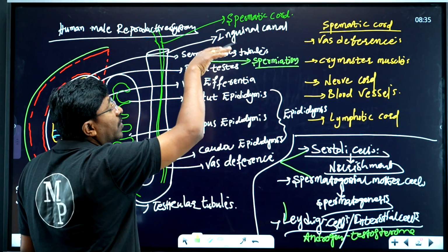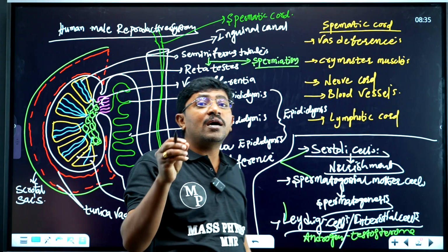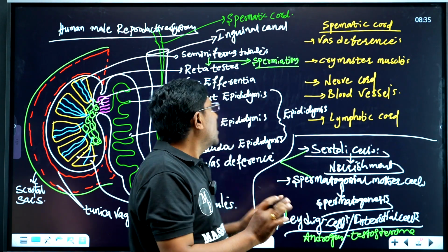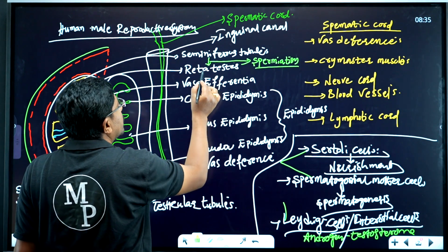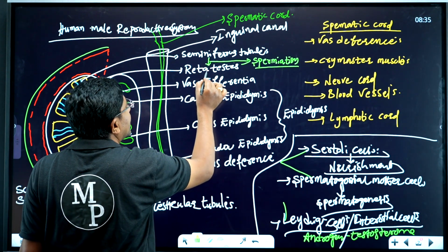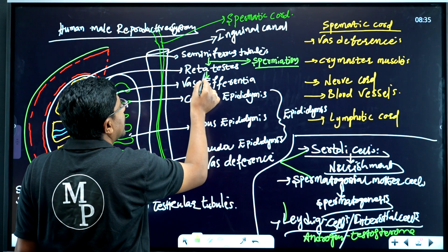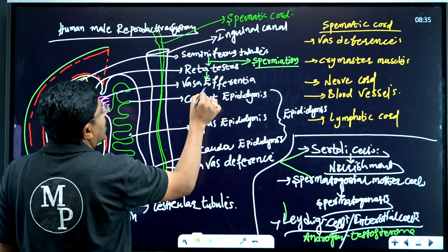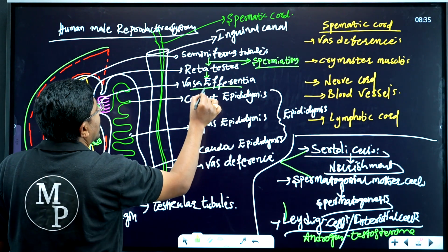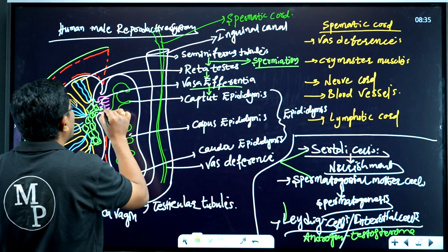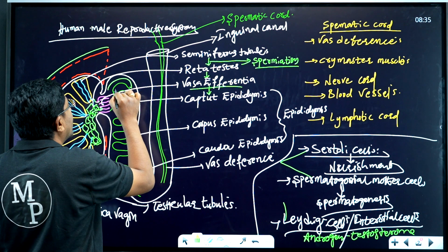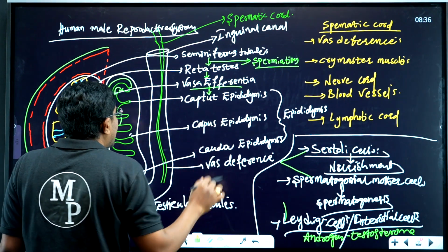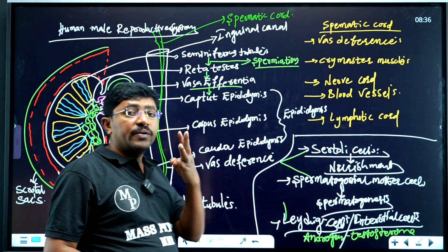Now, the chronological order of movement of spermatozoa from inside the testis to outside. From the seminiferous tubule, the sperms enter into the rete testis. From the rete testis, the sperms enter into the vasa efferentia. From the vasa efferentia, the sperms enter into the epididymis, and the epididymis is structurally divided into three parts.